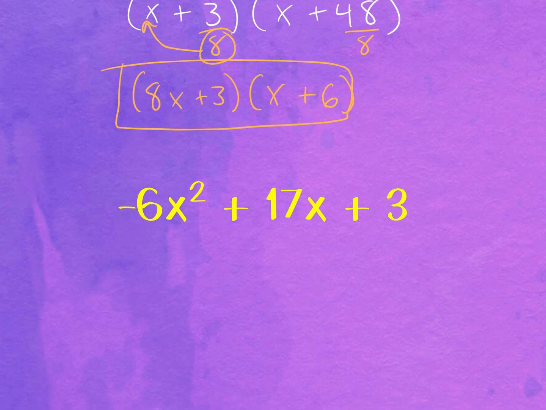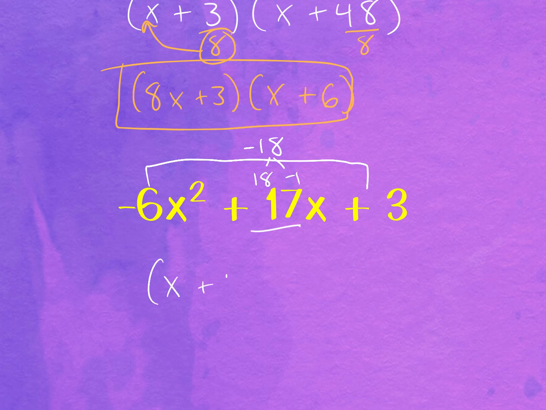All right, let's look at the next one. So what do I have to do first here? Multiply the first times the last. So what is negative 6 times 3? Negative 18. What are two factors of negative 18 that add to 17? 18 and negative 1. Perfect. So in my parentheses, I have x plus 18 and x minus 1.